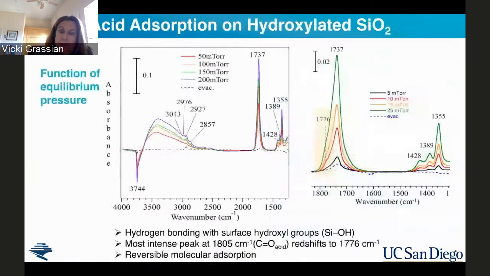Now let's adsorb this molecule on a surface. And so what I'm doing here is just showing you the in situ infrared spectrum as we change the gas phase pressure of pyruvic acid and its interaction with hydroxylated SiO2. So on the left, we see the whole spectrum over a wide range from about 1,200 or so, 1,300 wave numbers to 4,000 wave numbers. A couple of interesting points. One is that you start to see hydrogen bonding with SiOH groups. That's the 3744 wave number peak that goes away.